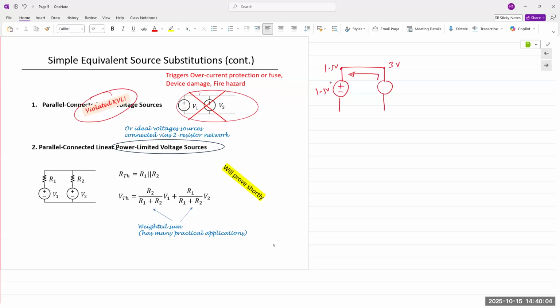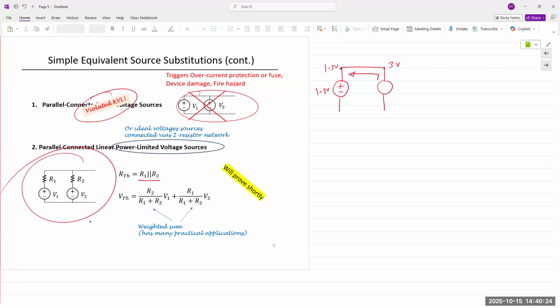All right, so real life sources right here. Real life sources have resistances. So we have a means of controlling the flow of current. And so those connections are permitted. You have a means of controlling the current flow, so those connections are permitted.